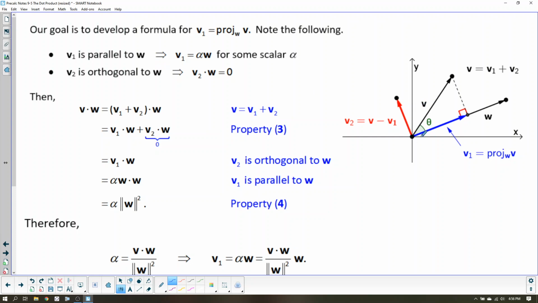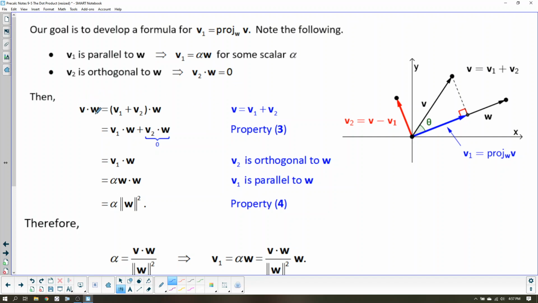Since the angle between v2 and v1 is the same as the angle between v2 and w, then they're going to be orthogonal as well, which means the dot product here has to be 0. The dot product between v2 and w is 0.